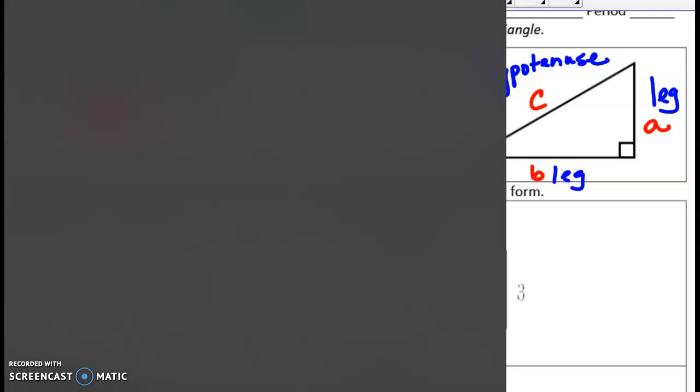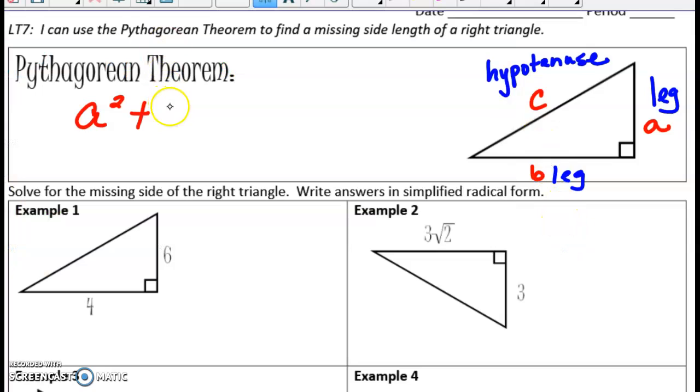And it does say A squared plus B squared equals C squared. So leg squared plus leg squared equals hypotenuse squared. And it's just about solving equations, simplifying things, taking into account some of the skills we learned at the beginning of the year and what we've just worked with. If we look at example 1, this is a leg, this is a leg, this is a hypotenuse.